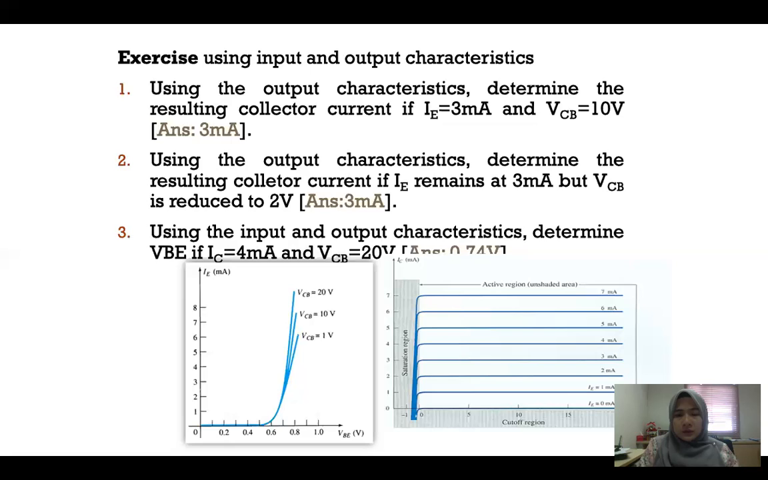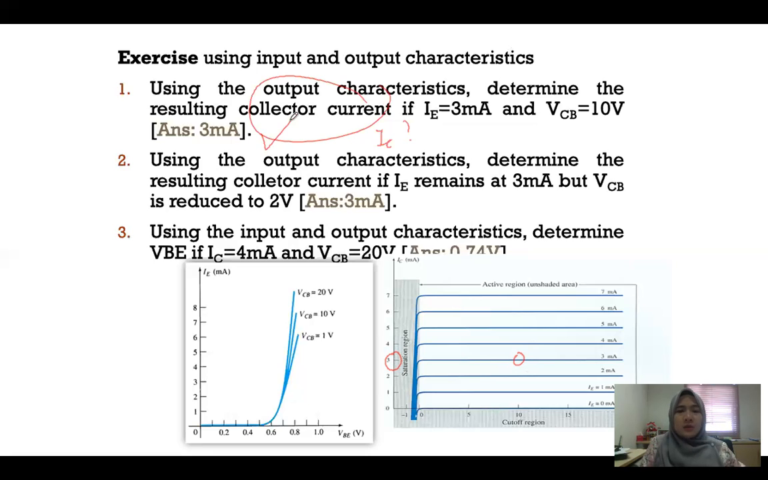Okay, so the question asks you for the resulting collector current. Find IC. Based on this graph, the VCB is 10 over here, IE is 3 milli. So it should be somewhere here. So IC is 3 milli.